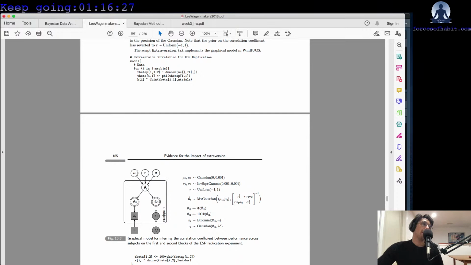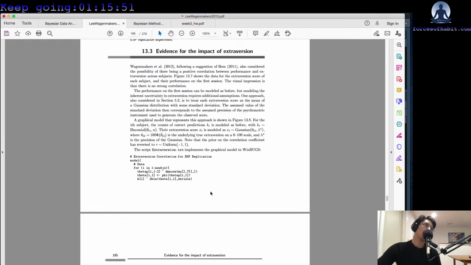And that's going to give us all the information we need in order to get an average and a sigma for these success rates. Oh, no. These go into there, sorry. It's going to give us all that we need in order to get the correlation coefficient, while accounting for information about extroversion and accounting for uncertainty in our measurement of extroversion. So let's take a look at the text.